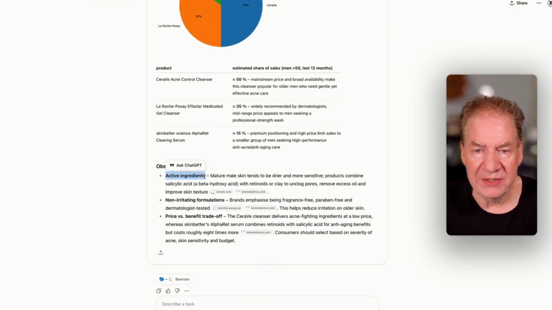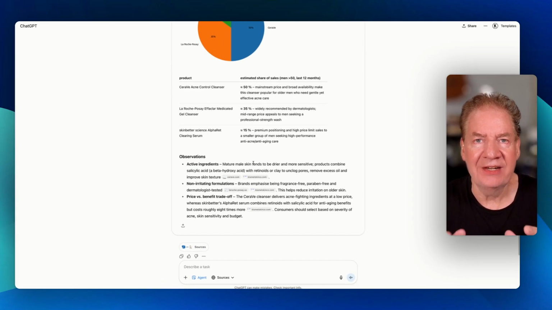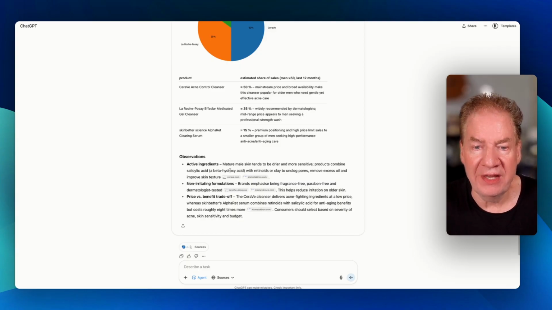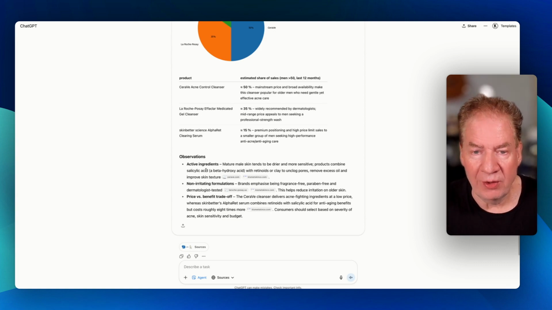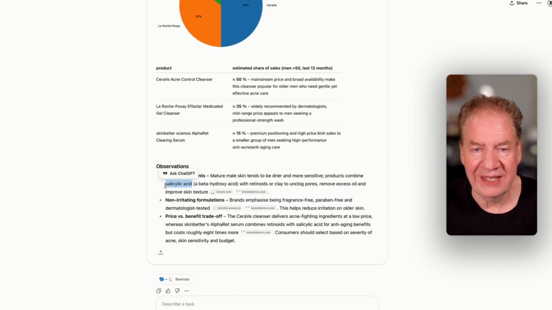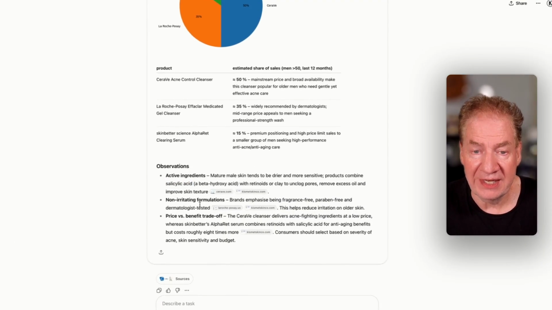The active ingredients, and why a certain type of product and ingredient for males over 50 works better for you than others. Now, it doesn't go into all of the detail here, but it clearly calls out the salicylic acid, the retinoids, or clay to unclog pores, remove excess oil, and improve skin texture.